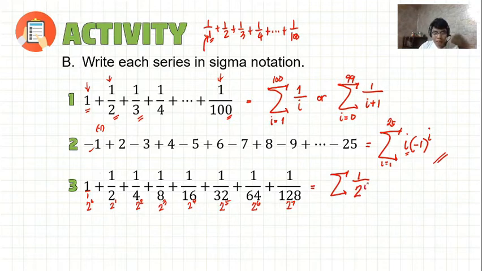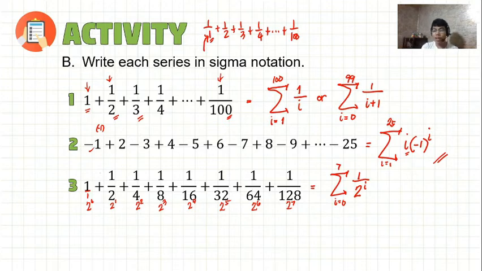Suppose I have i. So from that, if I have 1 over 2 to the power of i, my i must start at, from this series, di ba 0 yung exponent sa first? So, it must start at 0 and ends at 7. So, this one is one sigma notation of this series.